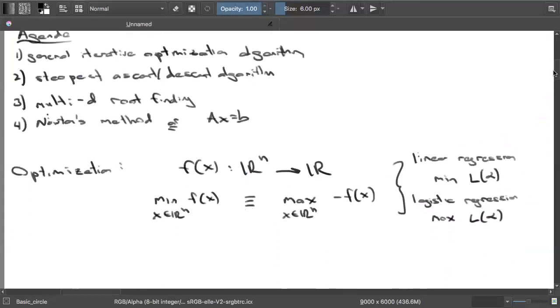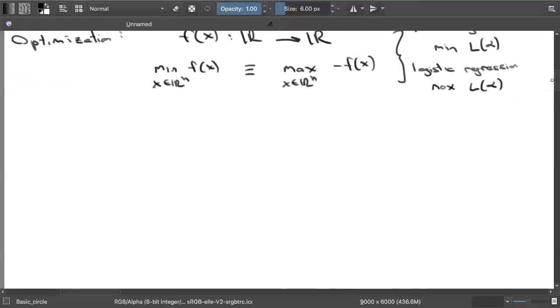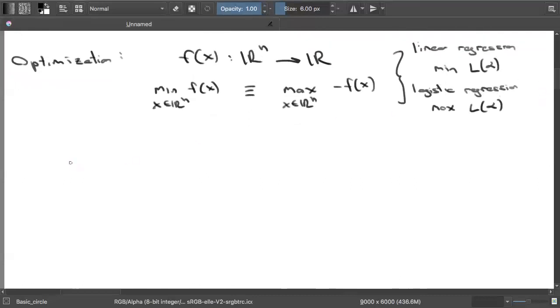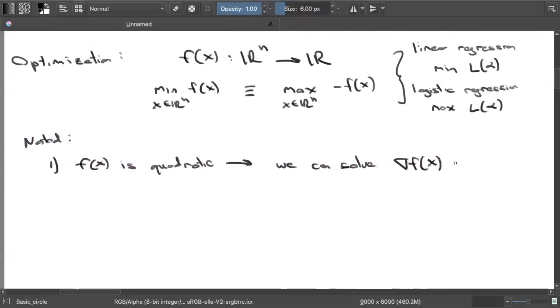Okay, so where are we in terms of our optimization? We've noted the following. First, if f of x is quadratic, then we can solve grad f of x equals 0. Right? And in fact, solving that grad f of x equals 0 reduces to a matrix inversion.